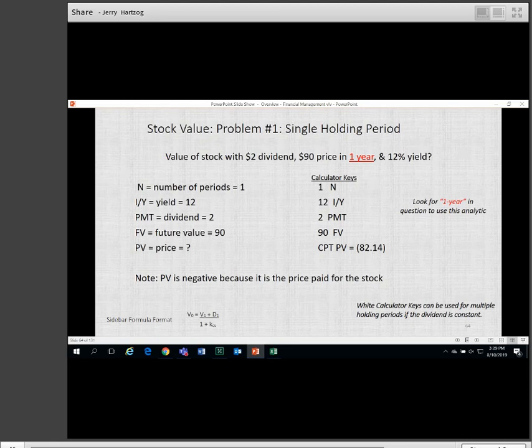Now, another good reason for using the white keys, the financial function keys, is that this formula, given on the sidebar, only works for 1 year. Using the financial function keys, you can have any number of periods. You could have 5 years, and you can still use it.